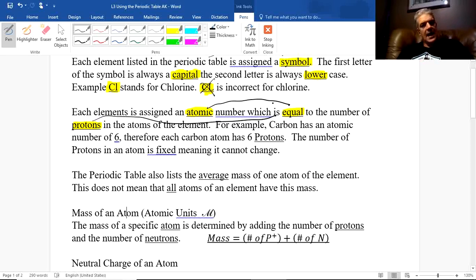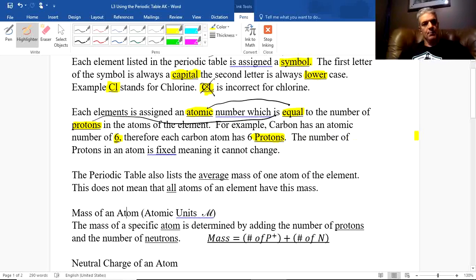For any atom, that is true, okay? They're essentially the exact same thing. The atomic number and number of protons, always the same thing. An example that I'm going to use here is carbon has an atomic number of 6. Well, because it has an atomic number of 6, guess how many protons it has? It has 6 protons, okay?